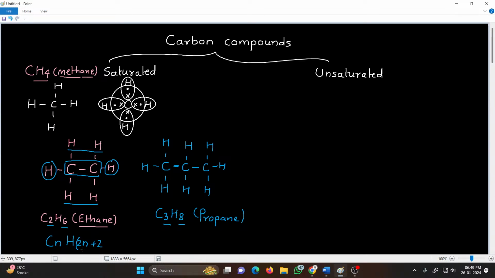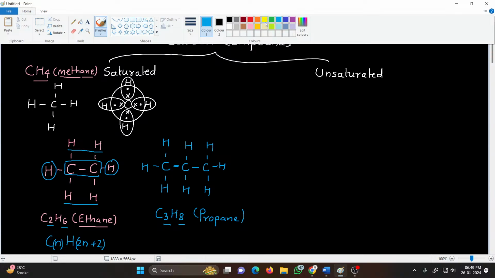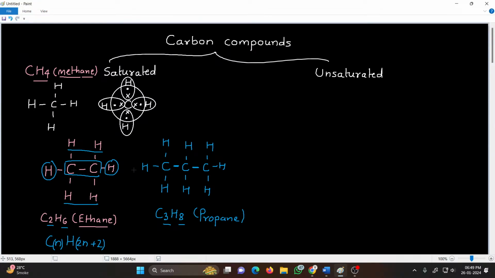So, the general formula is CnH2n+2. Now, this group of compounds in which linear chains are formed and all the bonds are single bonds between carbon and hydrogen, this family is known as alkanes. So, we have alkanes with general formula CnH2n+2.